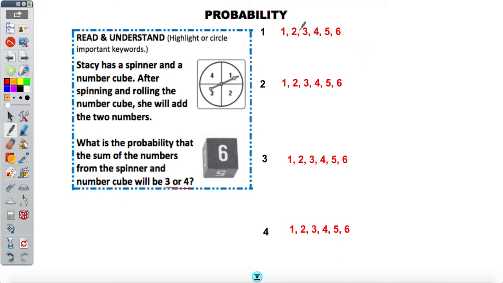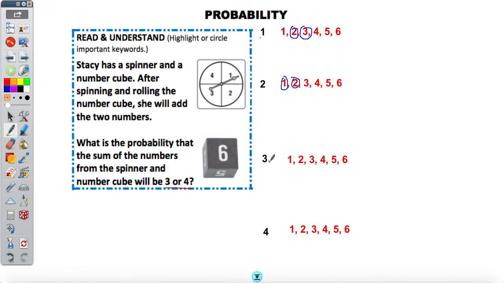Well, if I'm looking at this, if Stacy spun a 1, which one of these numbers could we use to add up to that 3 or 4? 1 plus 2 is 3, and 1 plus 3 is 4. Looking at the second one, now we have 2. 2 plus 1 is 3, and 2 plus 2 is 4. That's it for this row, because 2 plus 3 is 5, so all of these will be over 4.